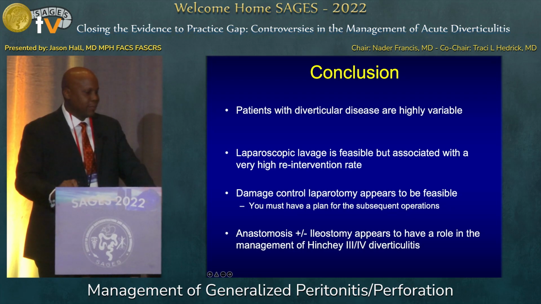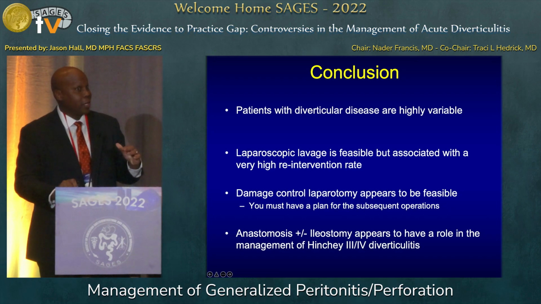And then anastomosis and ileostomy appears to have a role in the management of feculent and purulent peritonitis. And it actually appears to be favorable when compared to Hartman procedure.